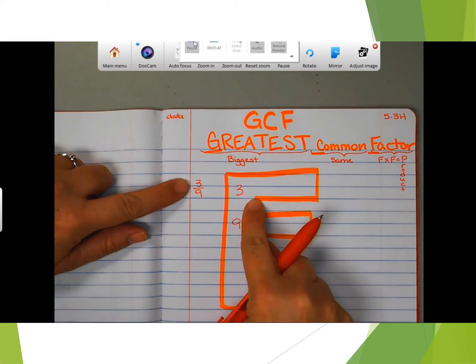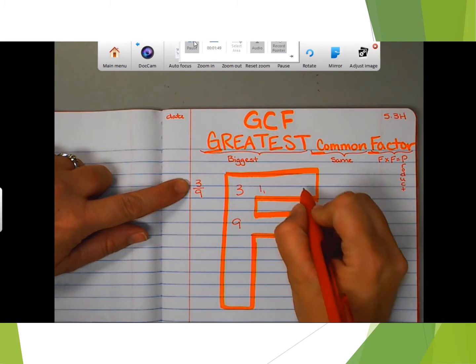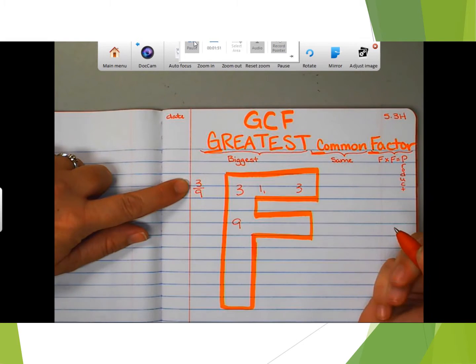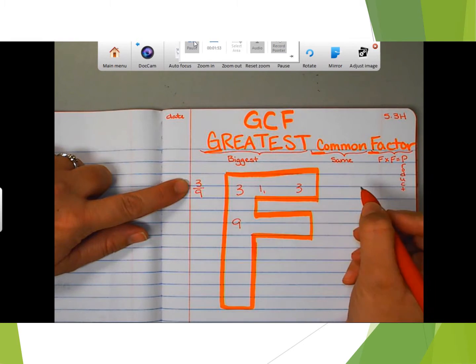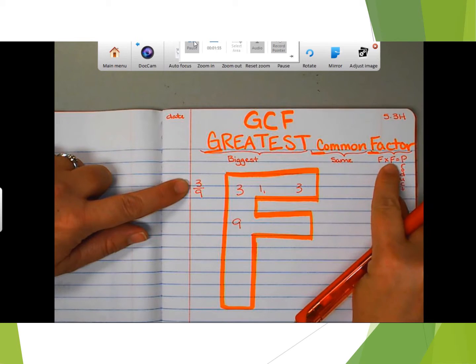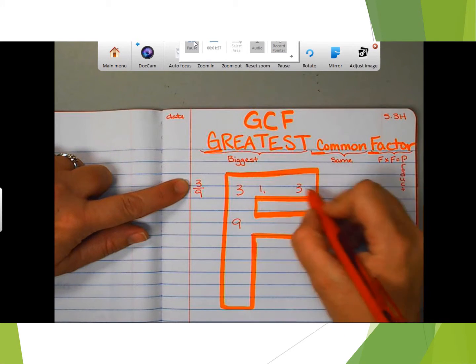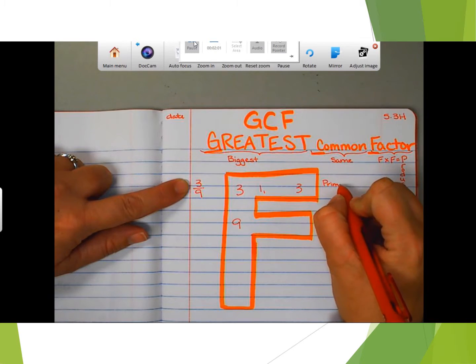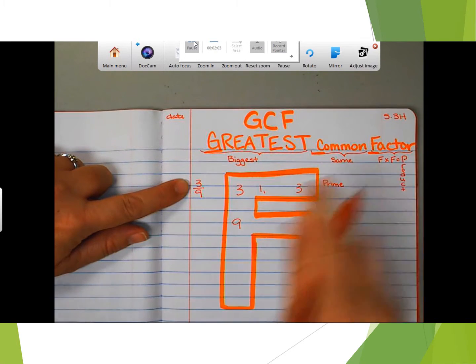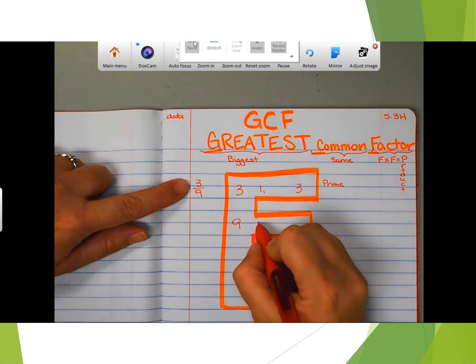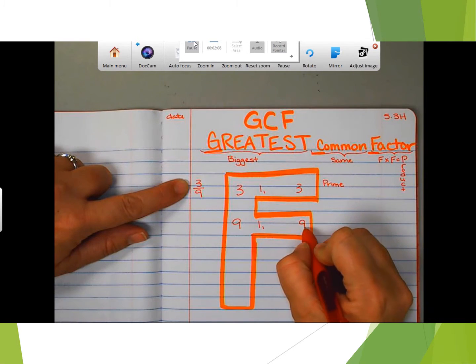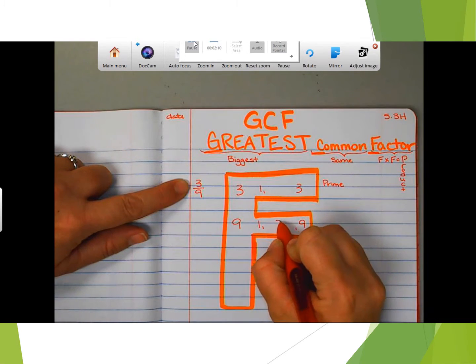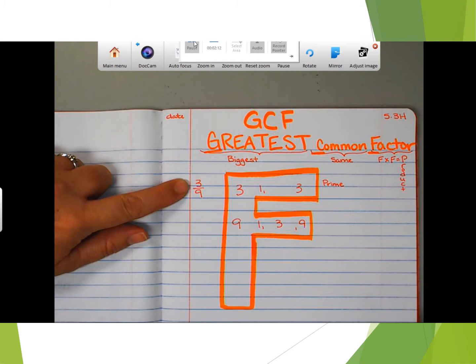Okay? The factors of 3 are 1 and 3. There's no other numbers we can multiply together, 1 times 3 to get 3. There's no other numbers we can multiply together to get 3. It's prime. 9. The factors we have for it are 1 and 9. And then 3 times 3. So we just list the 3 once.